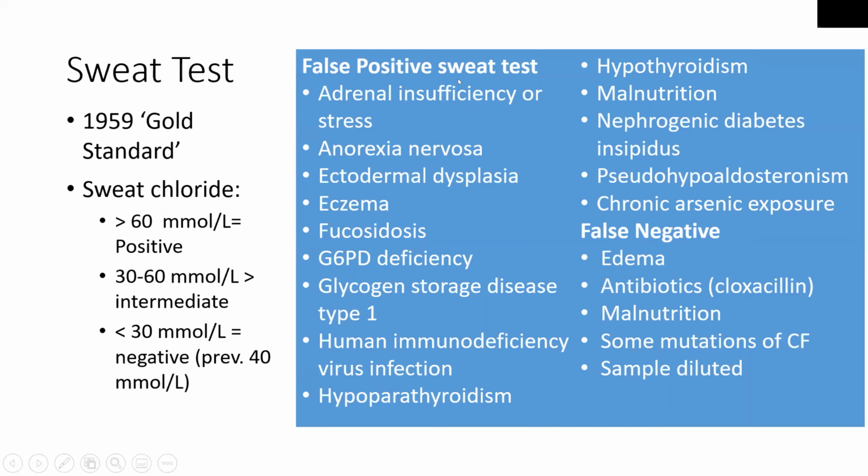A false positive sweat test can occur with many conditions like adrenal insufficiency, eczema, hypoparathyroidism or hypothyroidism, and malnutrition, while a false negative test result can occur with things like a faulty technique of sampling, some malnutrition, edema, and some antibiotics.